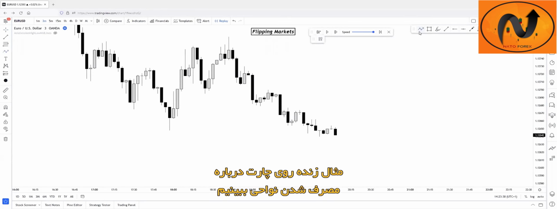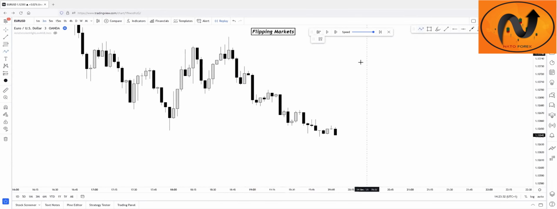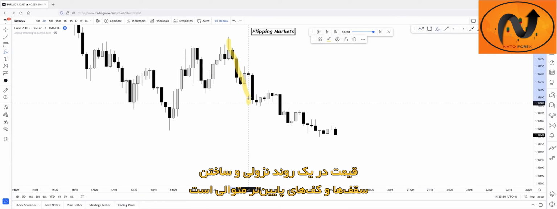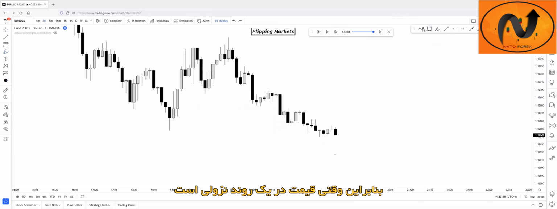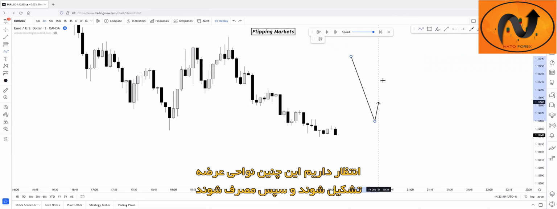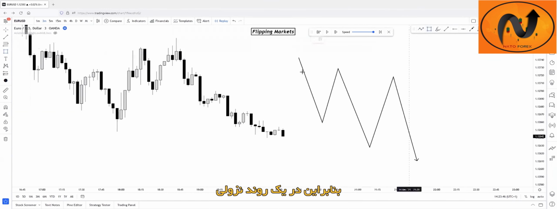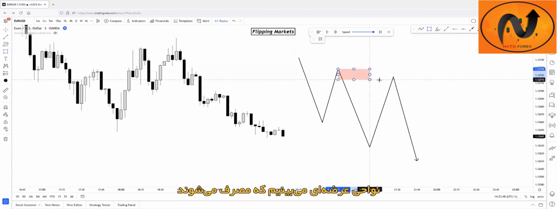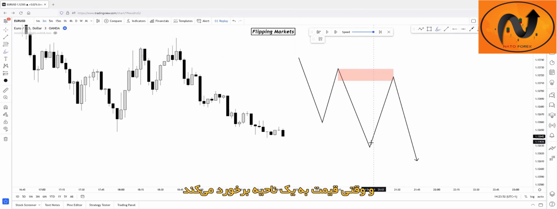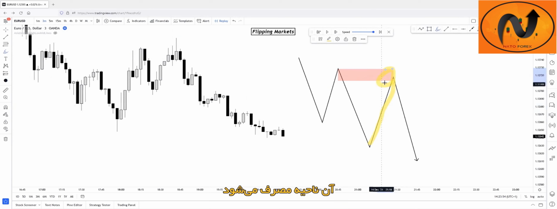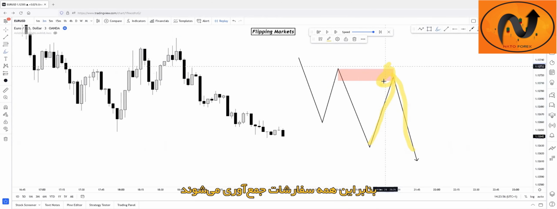Okay, let's see a live chart example for the mitigations. As you can see, price is currently moving in a downtrend, creating a series of lower lows and lower highs. So if price is moving in a downtrend, we are expecting the supplies to be formed and the supplies to be mitigated. So if we see a downtrend, we will see supply zones and we will see the mitigation of these supply zones. So if price steps into a non-mitigated supply zone, it will become mitigated. So all of the orders were collected.